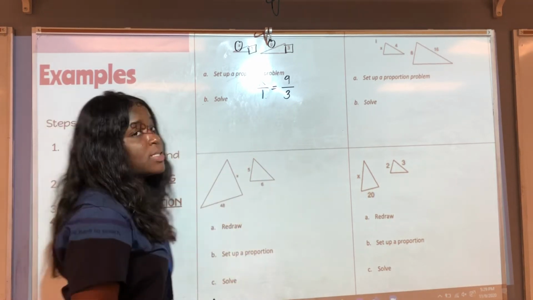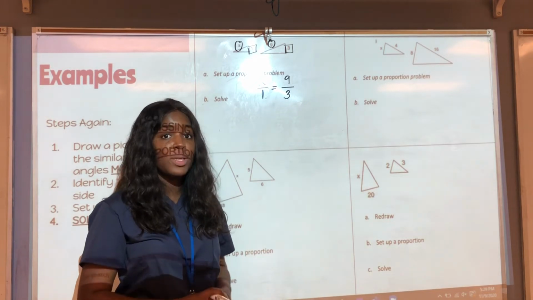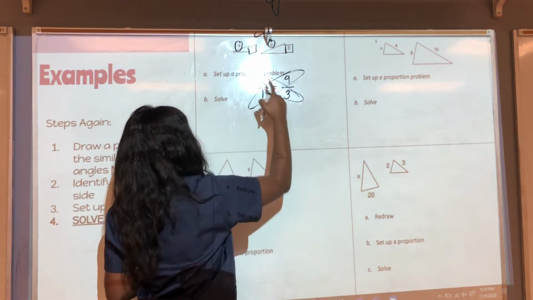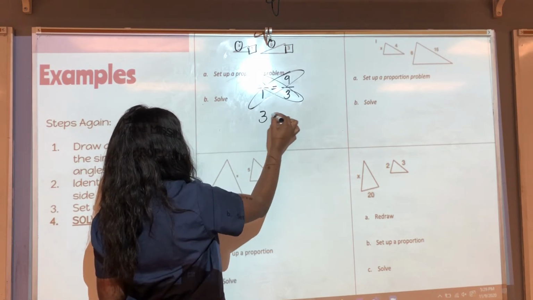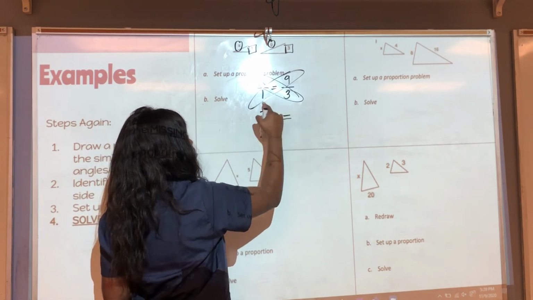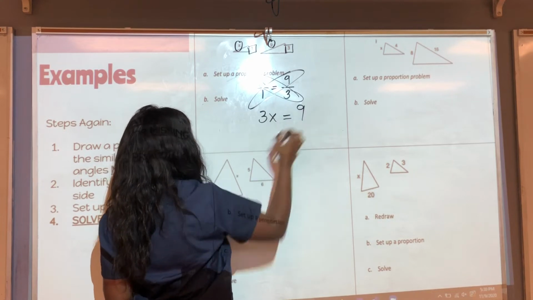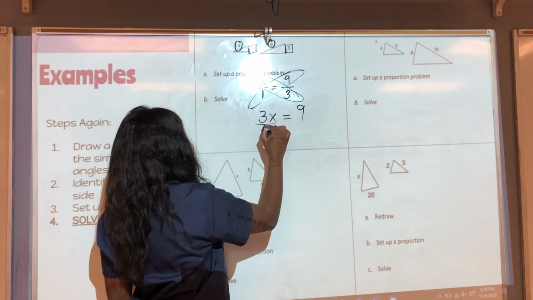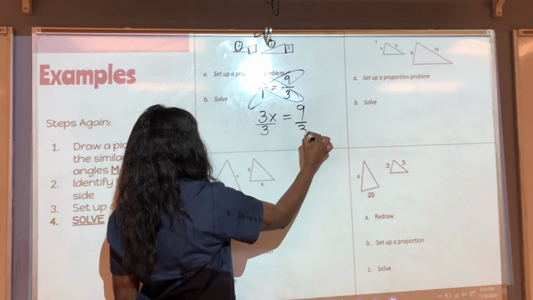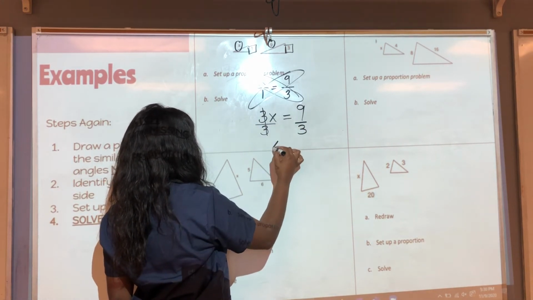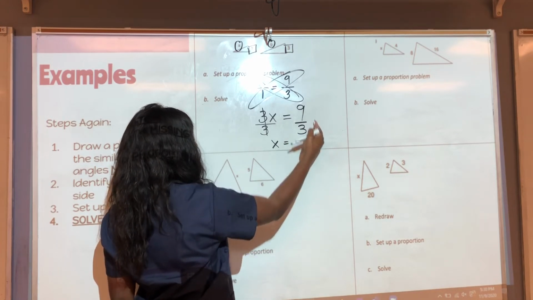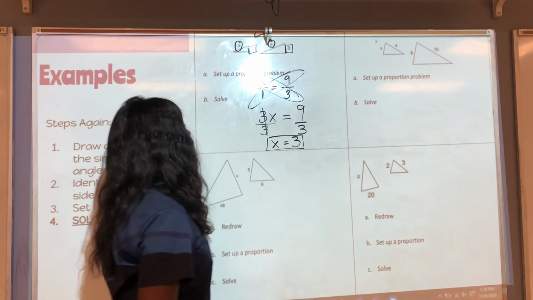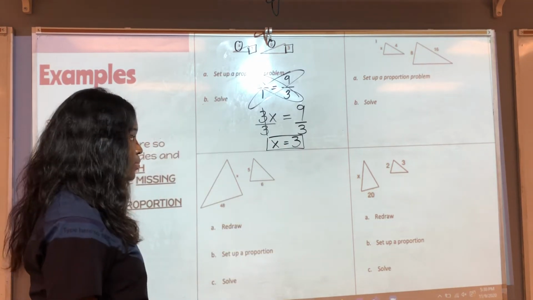And now that we have it set up, we can solve proportions like we've been doing all week using the butterfly method. So I'm doing X times 3, that'll give me 3X equals 1 times 9, which is 9. I've set up my equation. Now we can go ahead and solve for X. Divide both sides by 3. My 3's cancel out here. I'm going to get X equals, well, what is 9 divided by 3? That's 3. So the missing side of this figure would be 3.